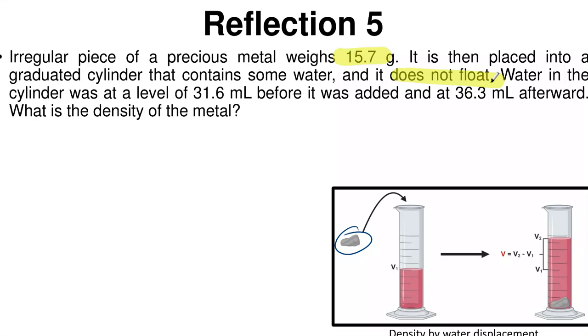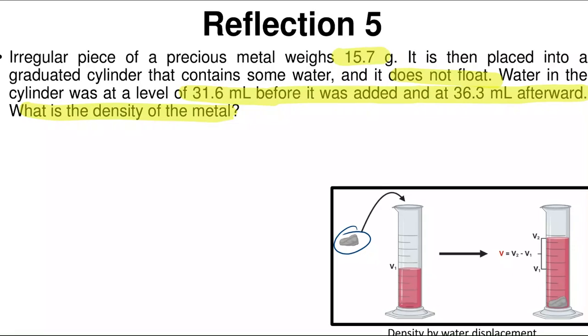It says water in the cylinder was at this level before it was added, and at this level after it was added. It says what is the density of the metal. So let's try to get out the information that we're given here. So what do we do first? The first thing we do here is know the information that we're given.